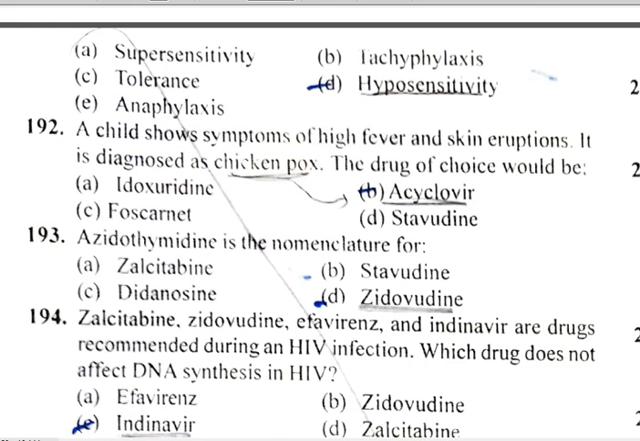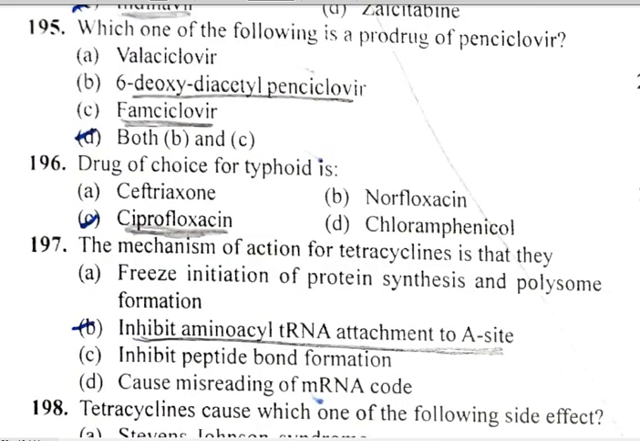Which drug does not affect DNA synthesis in HIV? That is indinavir. Which of the following is a prodrug of penciclovir? That is famciclovir or 6-deoxydiacetyl penciclovir. Drug of choice for typhoid is ciprofloxacin.